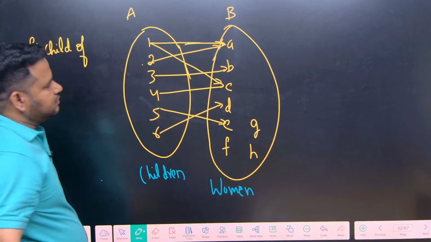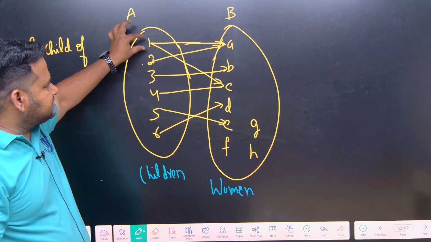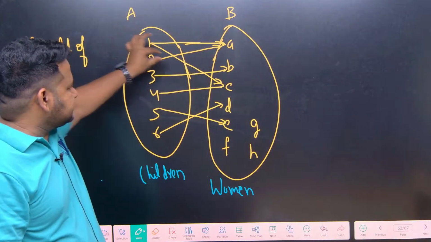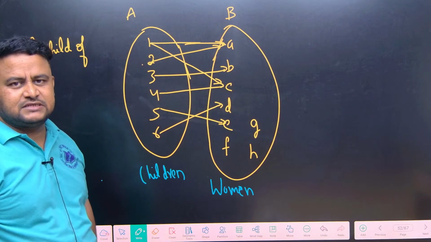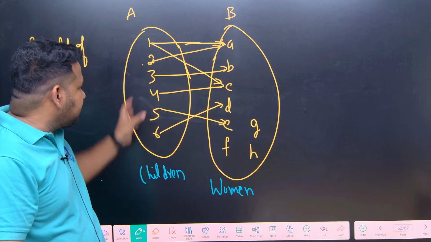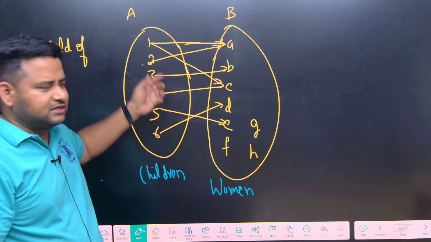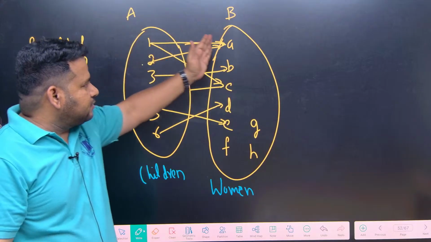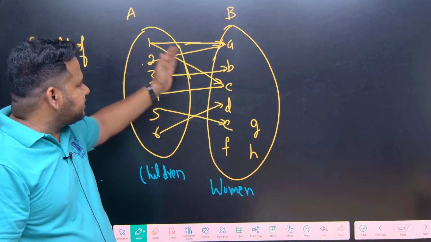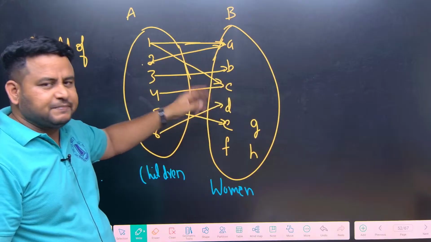If I write it, see, focus on 1. 1 is the child of A. 1 is the child of C also. That means the mother of the child 1 is not unique. It cannot have two mothers. See, 1 is having the mother A and 1 is having the mother C. That means it is not unique.